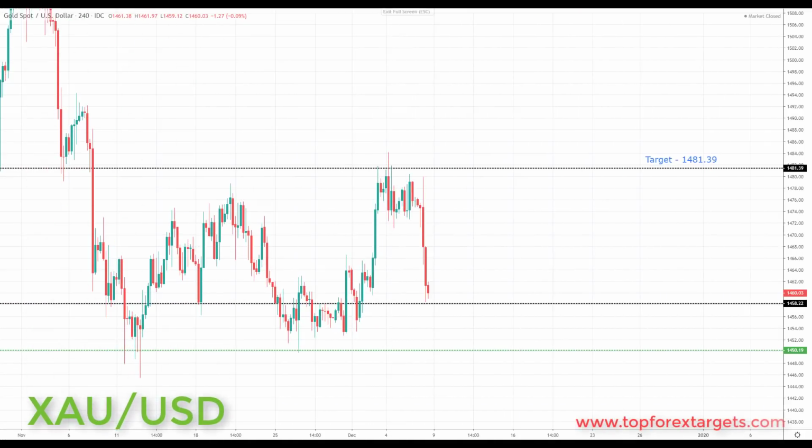Last but not least, we have gold. Now, last week we were looking for further declines to the downside from this key area of resistance at the 1481.39. You can see when we traded into this, we had a really nice sell-off to the downside. We didn't come all the way down to the target, but we did have a nice sell-off from this area highlighted last week.